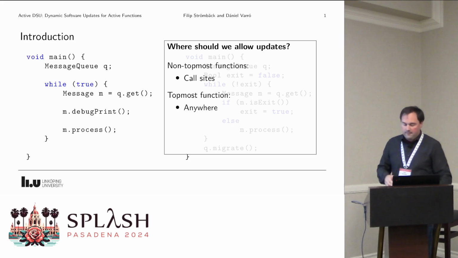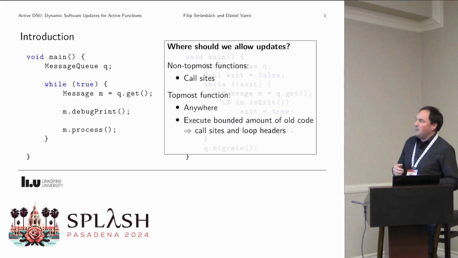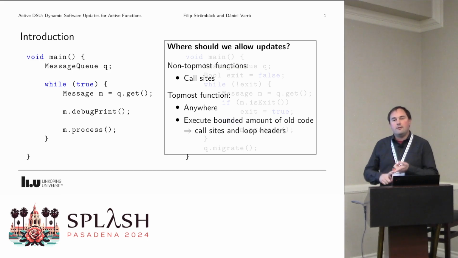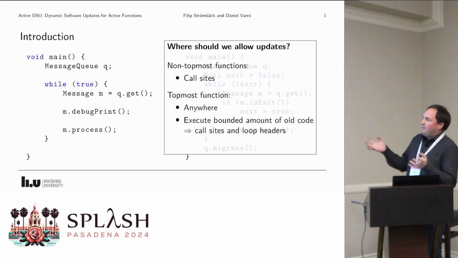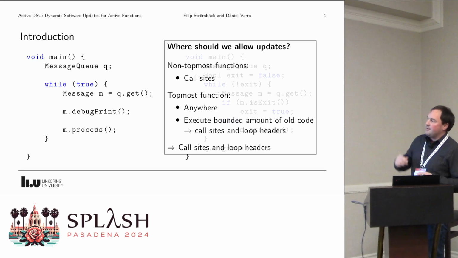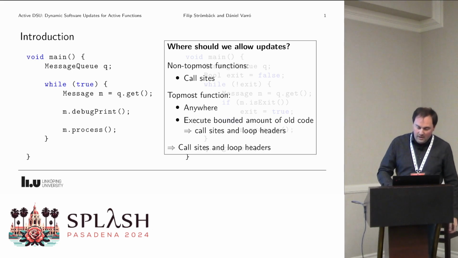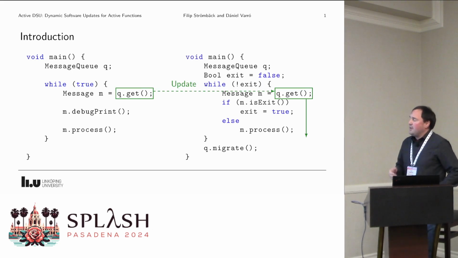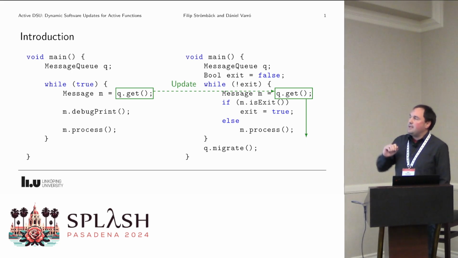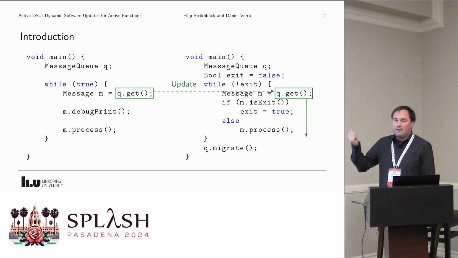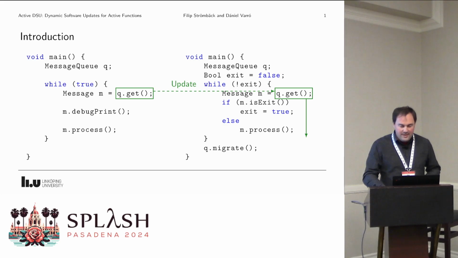we can pause essentially anywhere. However, if we allow ourselves to execute some bounded amount of code, we can advance the program until we get to a call site or a back edge, so that we get to a loop header. That way we can reduce everything down to only needing to consider call sites and loop headers, which is much simpler than anywhere in the program. For the example that I will be using here, let's just consider that we will be updating the program when we are waiting to get a new message inside the get function. And that is good enough for our purposes here.